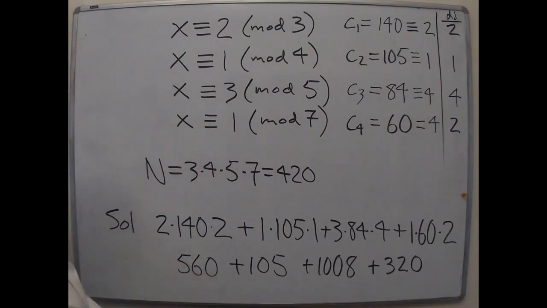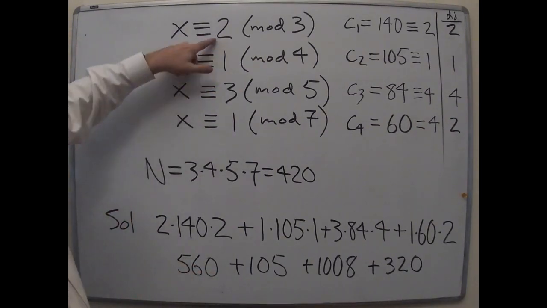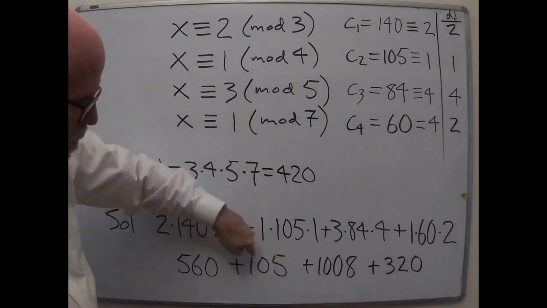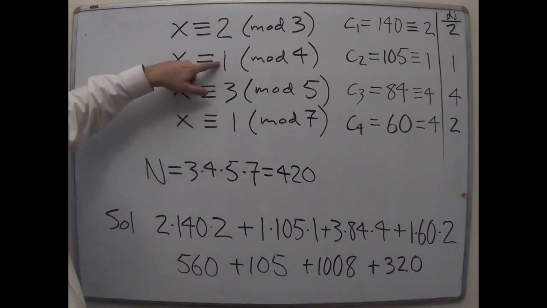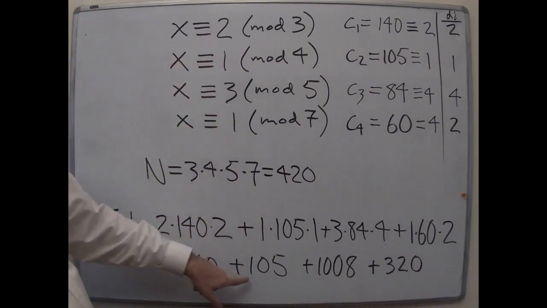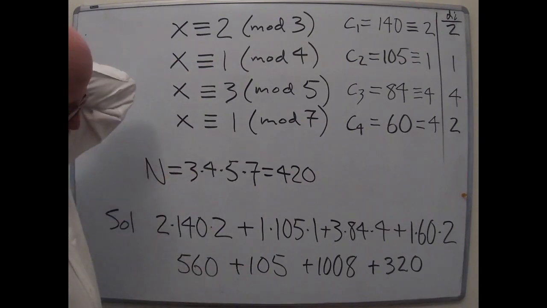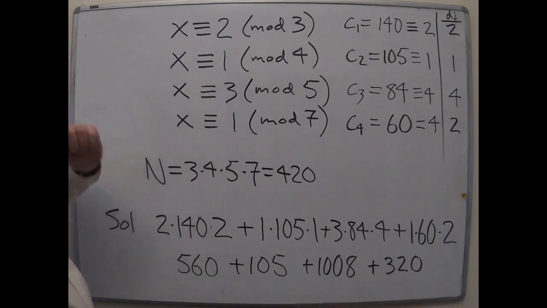105 here. What's that doing? It must be 0 mod 3. You know, the digits add up to 6. It should be 1 mod 4. I spot that. 105 is 1 greater than 104.